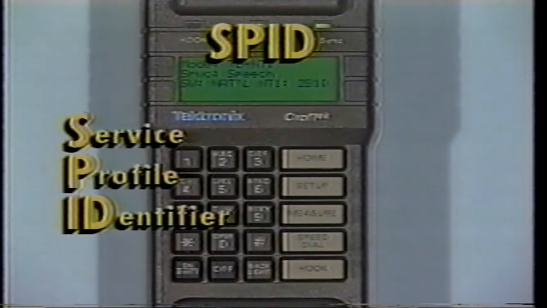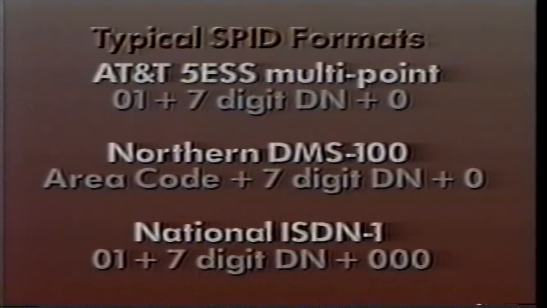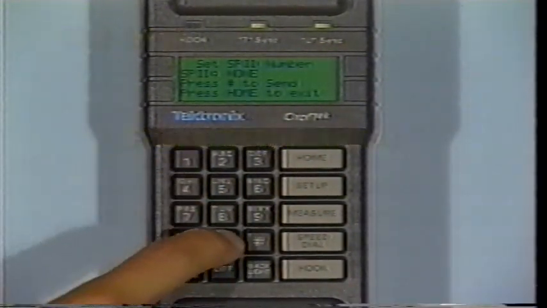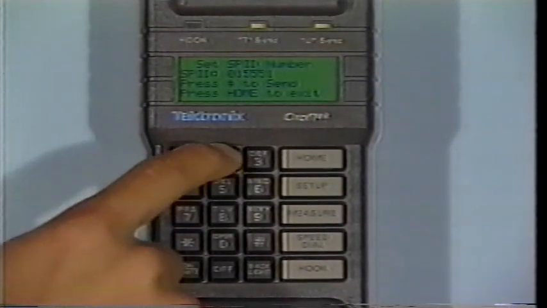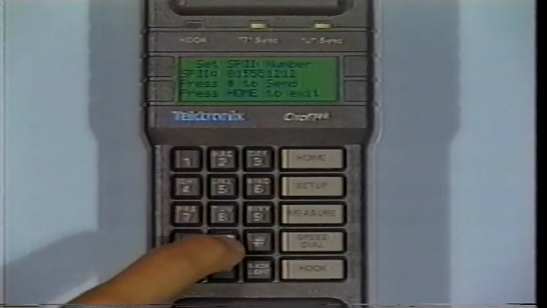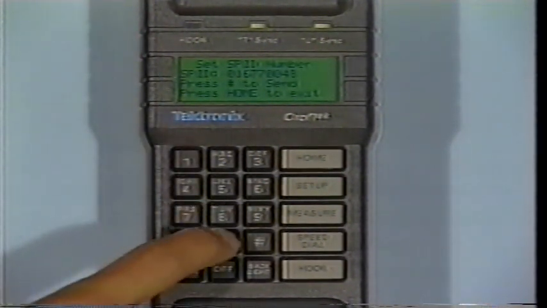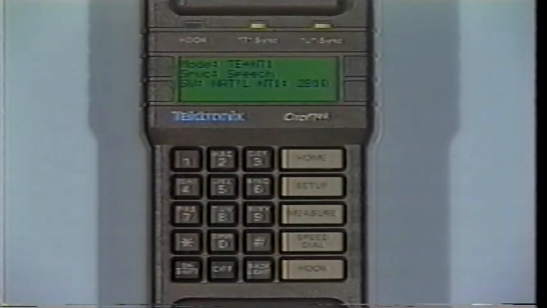You need to know this number before you can draw a dial tone, so be certain it's on your work order. Here are some typical formats. To get to the SPID entry screen, press Setup 2, 5. Enter the SPID and press the # to send it. If it is rejected, the Craftek will remain at the SPID entry screen and ask you to re-enter the SPID. Note that if you are not plugged in, the SPID will never be accepted. You need to be plugged in at this point. If the SPID is accepted, then the Craftek will jump back to the home screen.